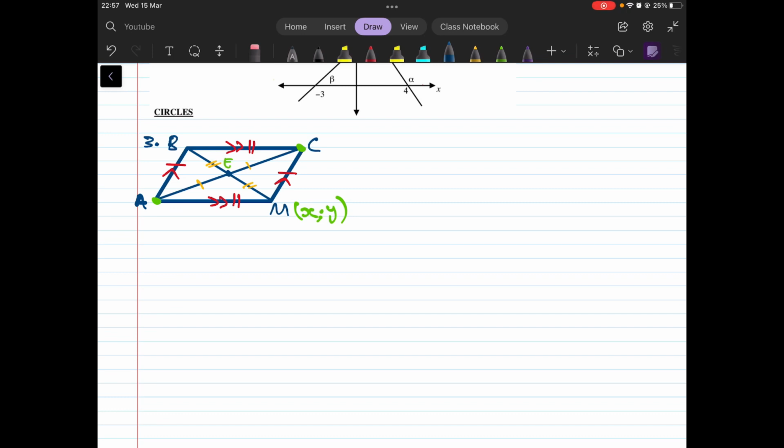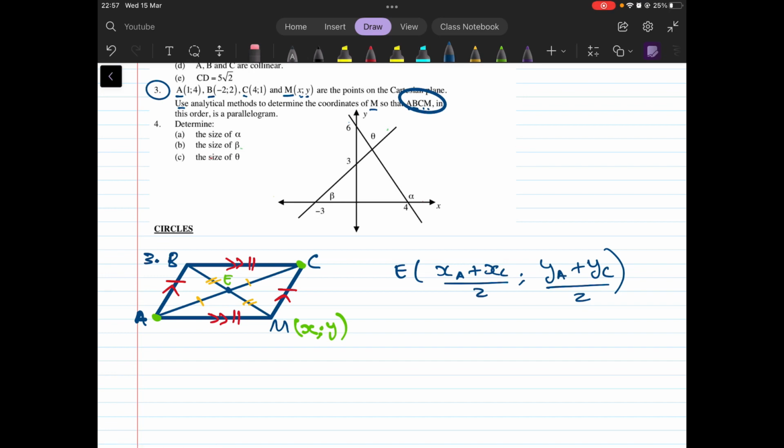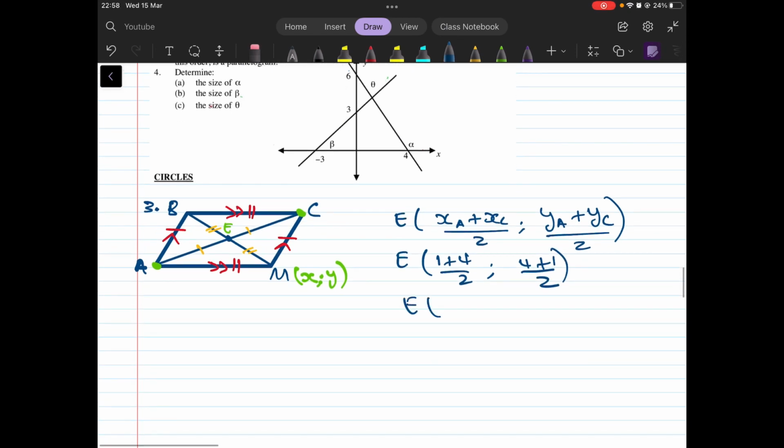With the midpoint approach, let's get the coordinates of E. The coordinates of E using AC are XA plus XC all divided by 2, and then YA plus YC all divided by 2. We know the coordinates of A and C, so we substitute: 1 plus 4, divided by 2, and the Y value is 4 plus 1, divided by 2. Now you know the coordinates of E: it's 5 over 2 and 5 over 2.